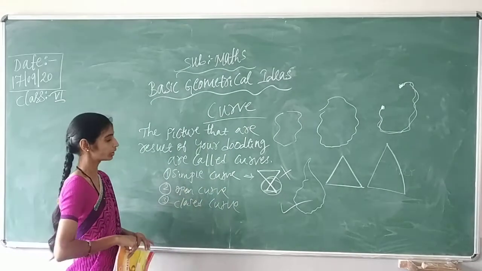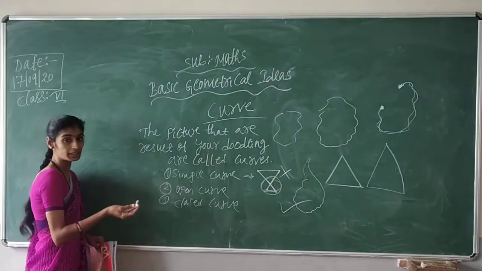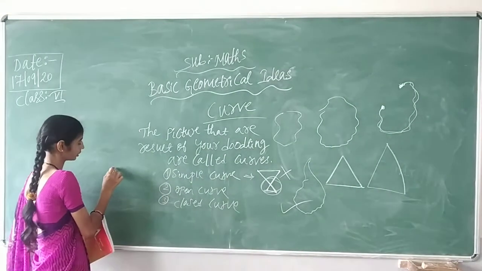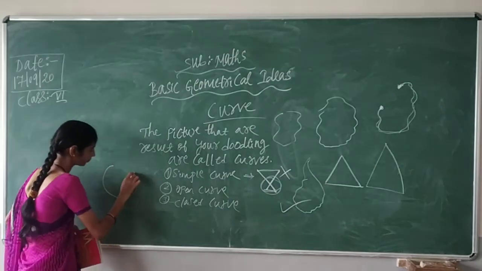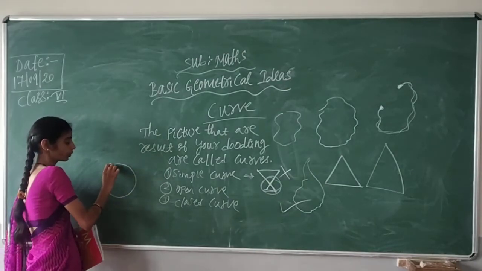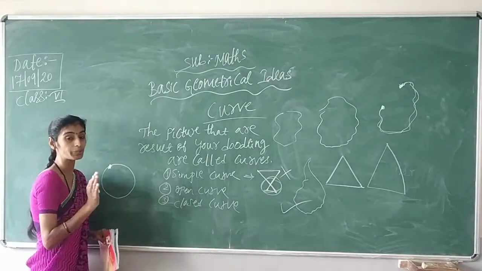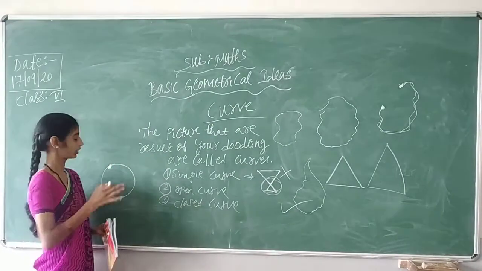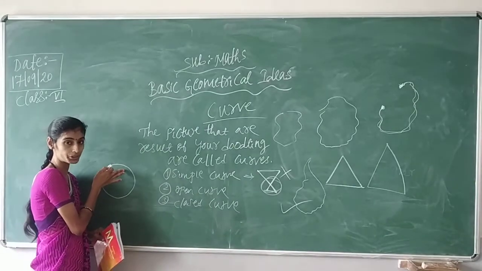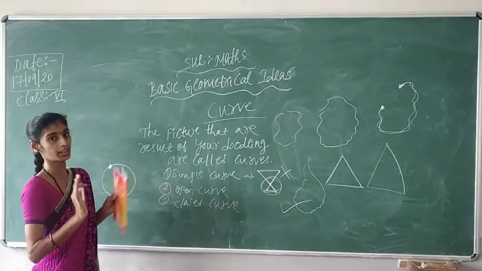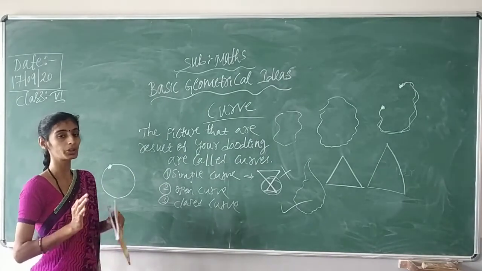Closed curve. By the name itself you can say the figure will be closed. Suppose you draw a circle, here both the starting and the ending point will be the same. Some figures will have the same starting and ending point, but closed figure means what, children? At some point they are going to be closed.